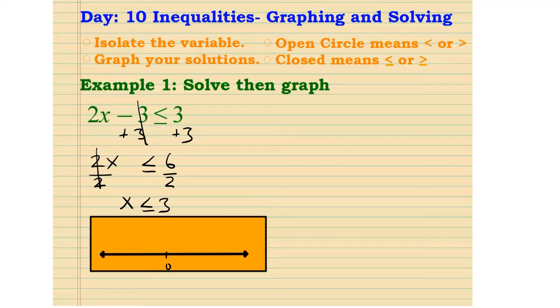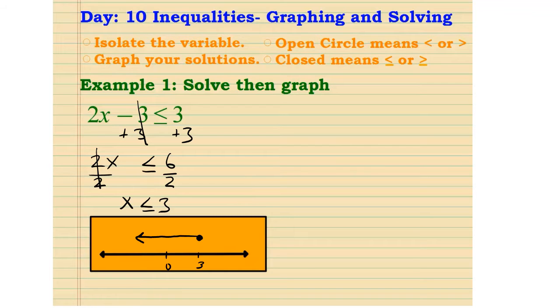Let's say 0 is here, 3 is somewhere around here. Our solutions are going to include 3, and x values are less than 3. So I consider the values that are less than 3 into my solution.